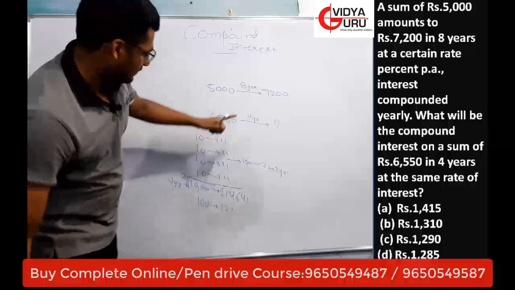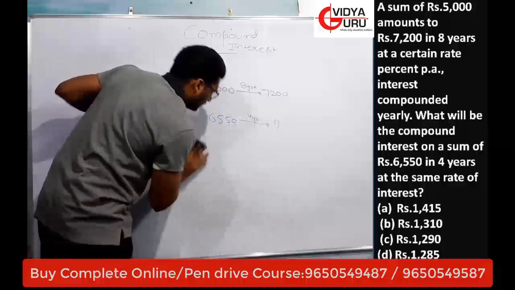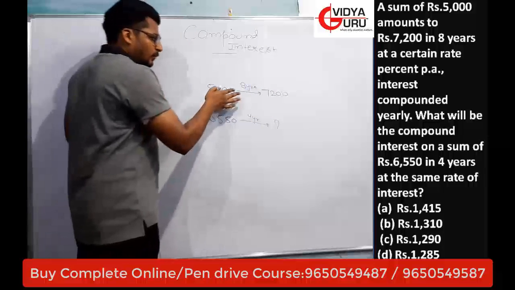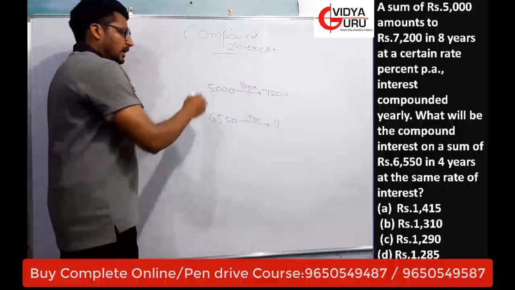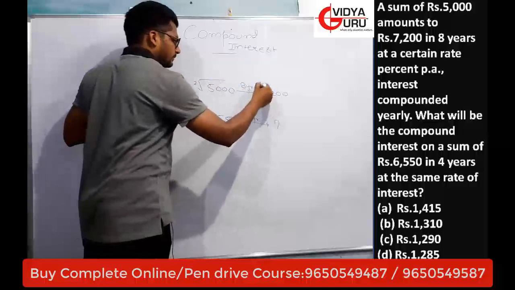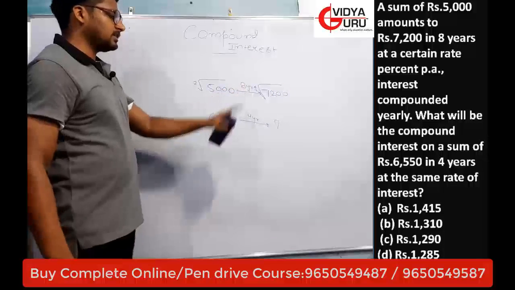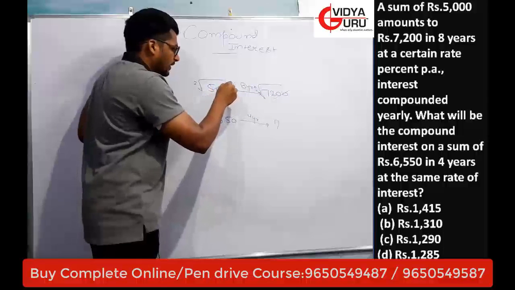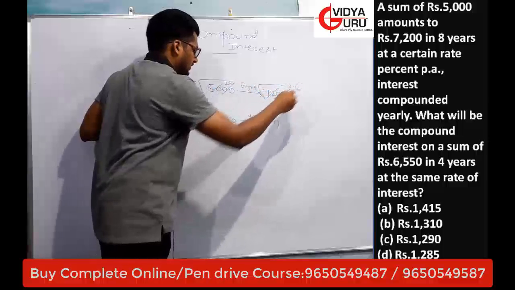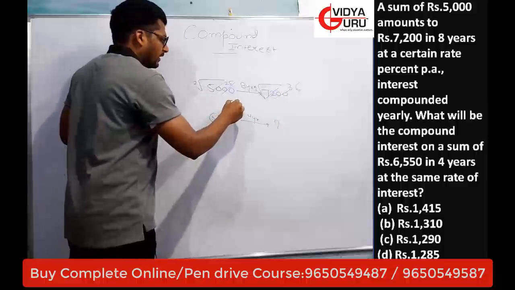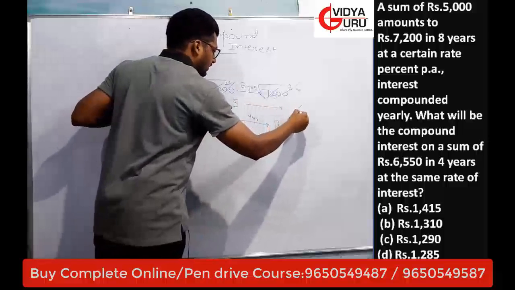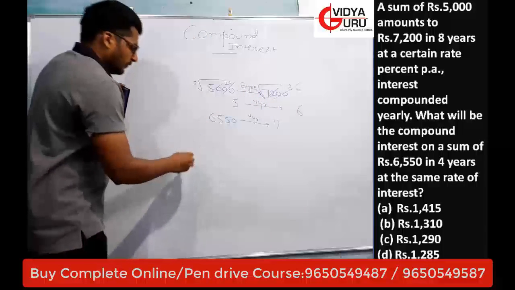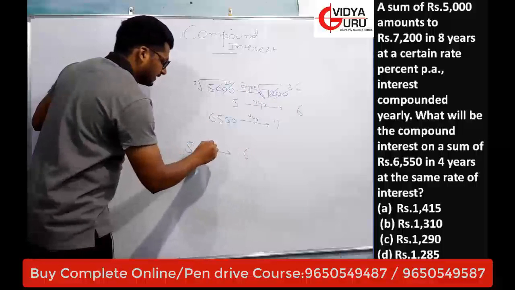That means, if I come to this question, 5,000 has become 7,200 in 8 years. That means if I want to know how much it would have become in 4 years, I need to take its square root. 5,000 is not a perfect square, so I will take the ratio. 20 by 20, 25, and this will become 36. That means in 4 years, 5 is becoming 6, because I have taken the square root.